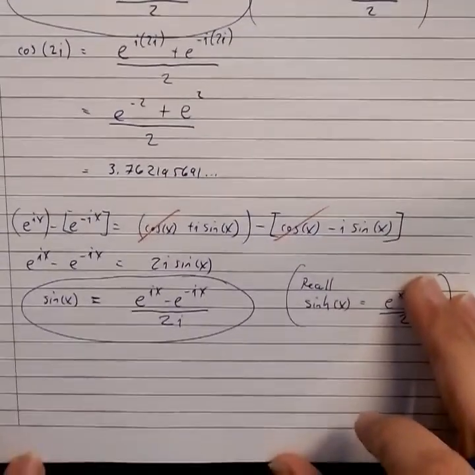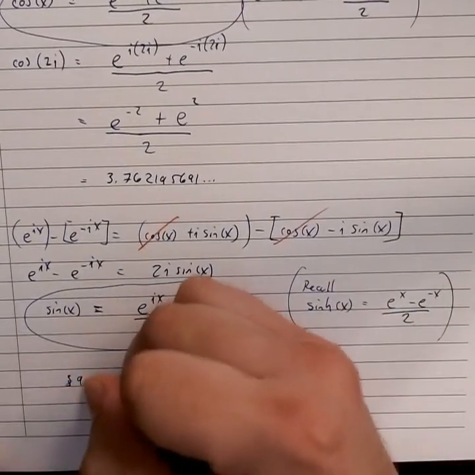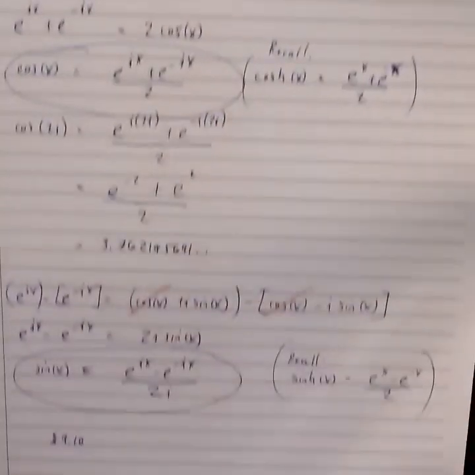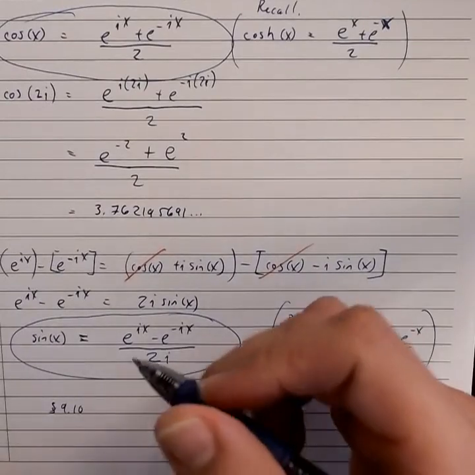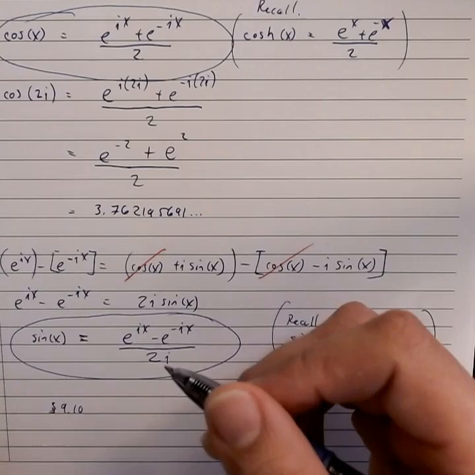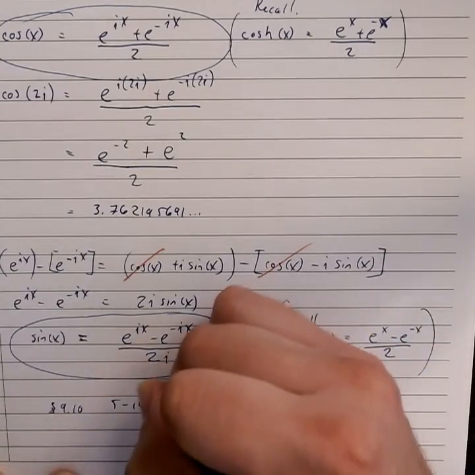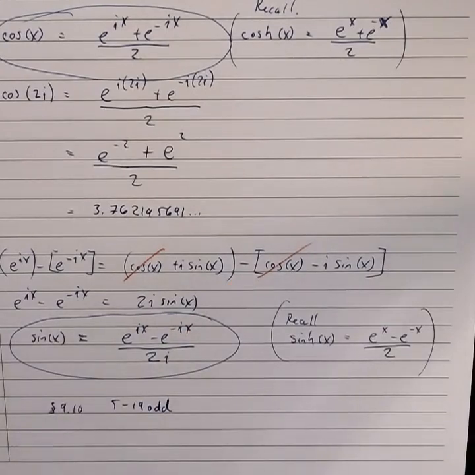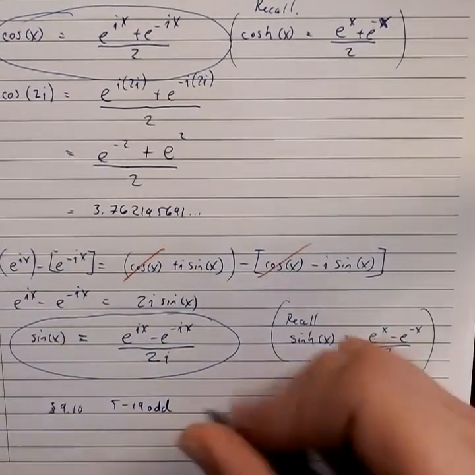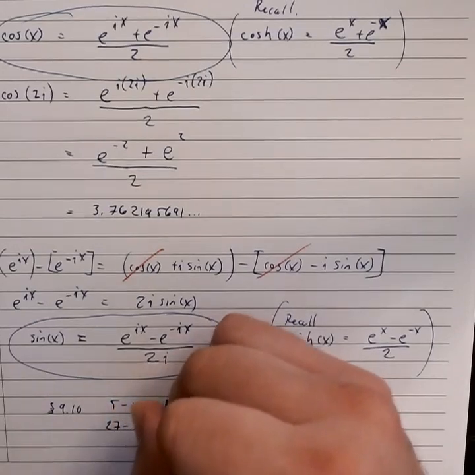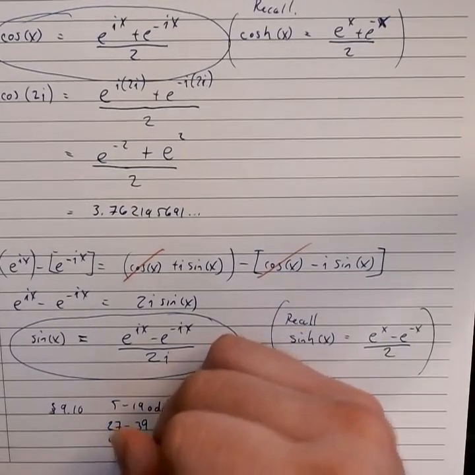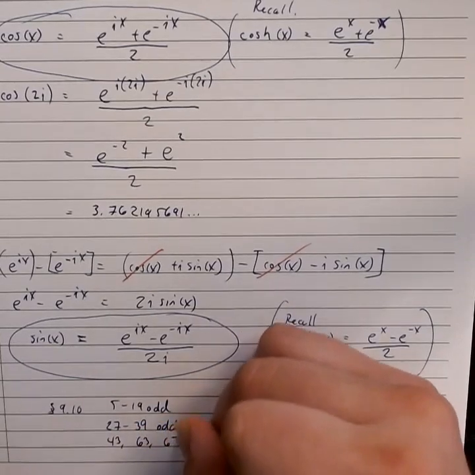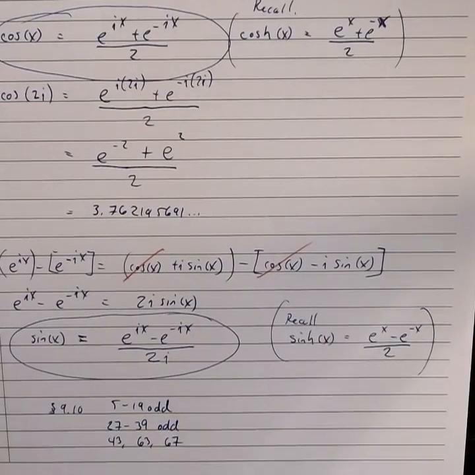As an assignment for this section, go ahead and try section 9.10. Don't worry, this won't appear on it. Section 9.10, try problems 5 through, let's say 19, 5 through 19 odd. And then let's try 27 through 39 odd. And 43, 63, and 67. And that should suffice.